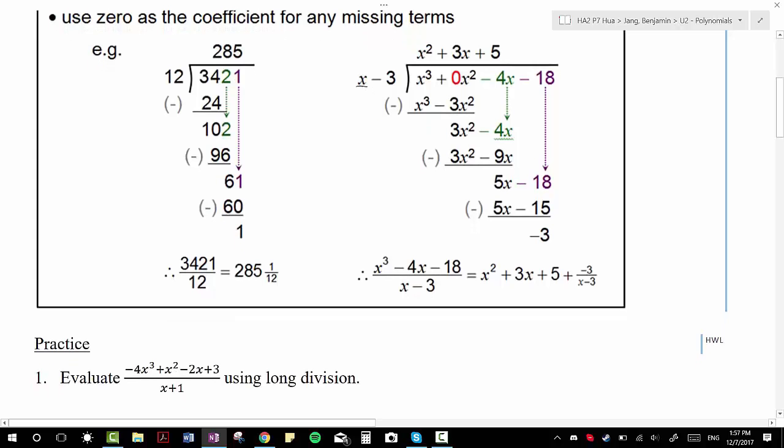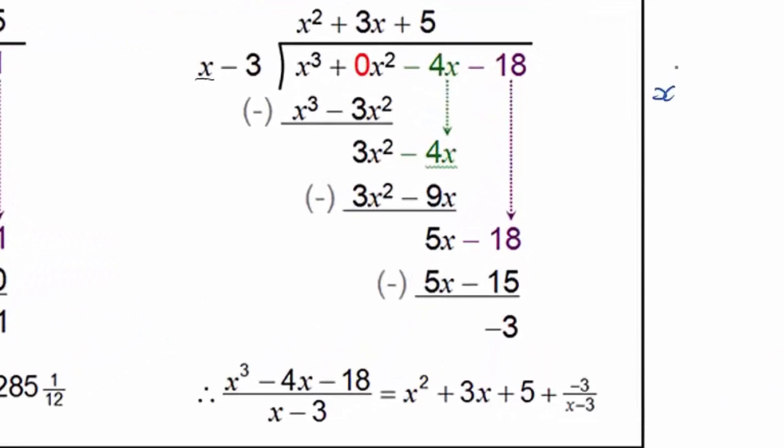So just like dividing numbers, let's say you divide x cubed minus 4x minus 18 by x minus 3. You write the original equation inside here, but you have to write the plus 0x squared, because the operation would be incorrect if you did not write that. So just write the zeros even if they're not in the original equation, and for the divisor just write x minus 3 like this.